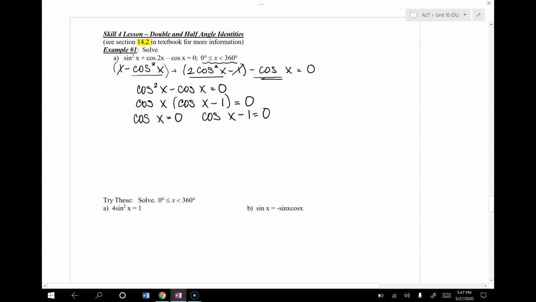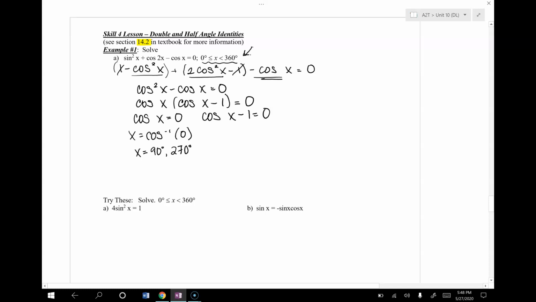Okay, the left one, cosine of x equals 0. In order for me to solve for x, I need to apply the inverse. So x is going to be the inverse cosine of 0. And where is cosine equal to 0? Well, that's at pi over 2, or 90 degrees, and 3 pi over 2, or 270 degrees. Why am I putting it in degrees? Because the restriction was given to me in degrees.